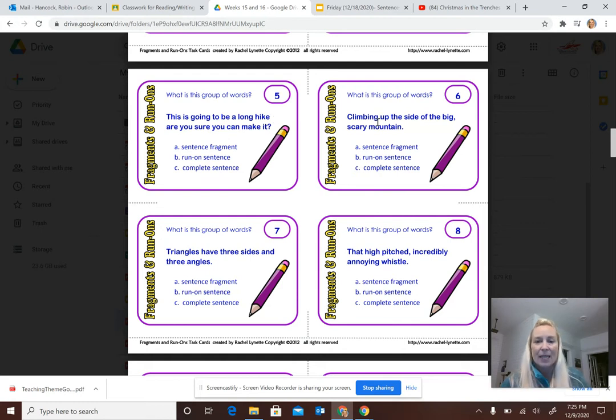Number six, climbing up the side of the big scary mountain. What do you think?